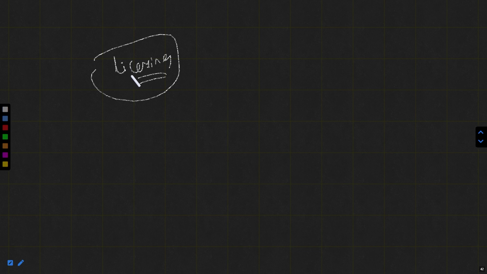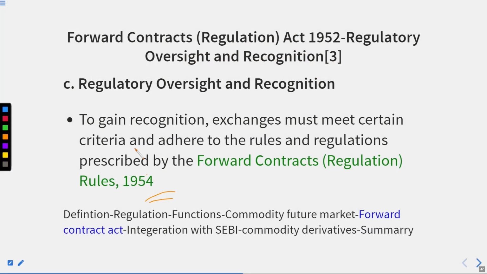Okay. In the previous lectures, I also told you this thing. If a particular organization is claiming that it has been recognized by the appropriate authority in that particular field, it means that this organization must have the license as the recognition proof, right? So basically the recognition is like a license granting. Okay, and for this, the particular exchange which is aspiring to obtain the license, or to be recognized by the government, is required to meet certain criteria and adhere to the rules and regulations prescribed by the Forward Contracts Regulation Rules 1954.